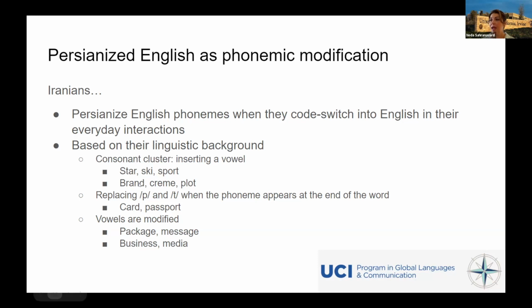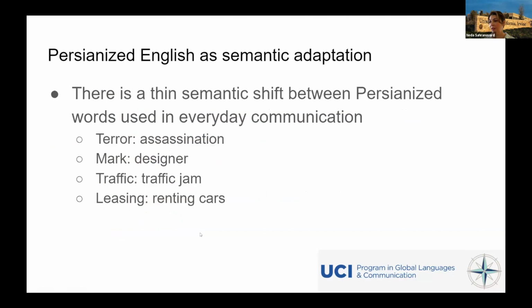These are the words. Brand becomes berand, cream changes to kerem, and plot to pelot, based on the Iranian phonemic background. And also Iranians tend to replace P and T. For example, card becomes cart, and passport becomes pastport. And vowels are modified. For example, package becomes pakit, and message becomes mesej. Business is bizines, and media is midia in the Iranian context.